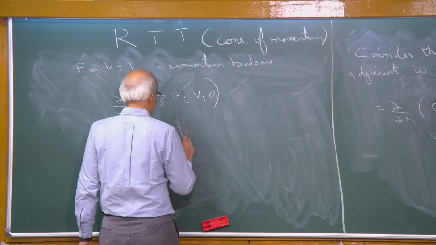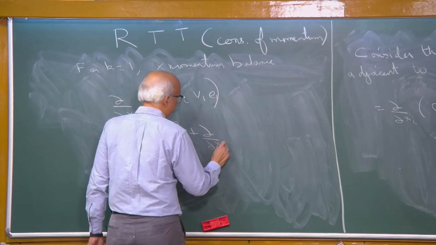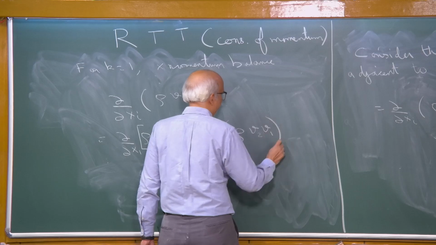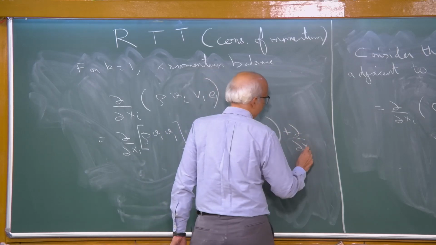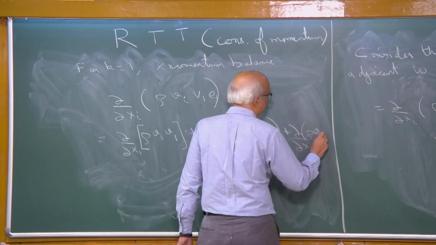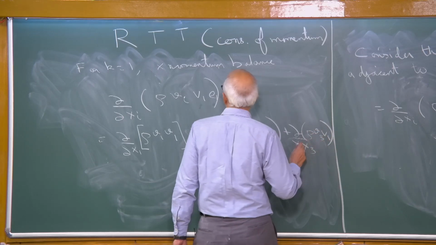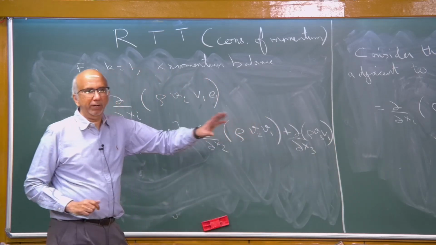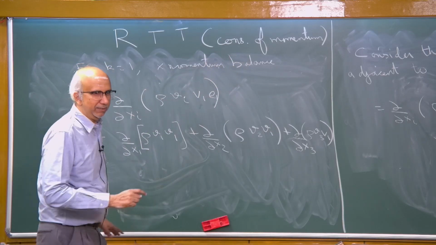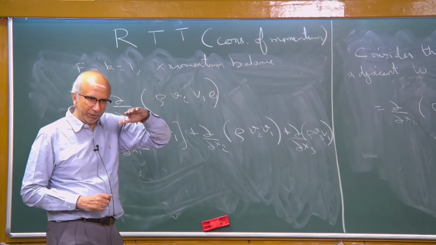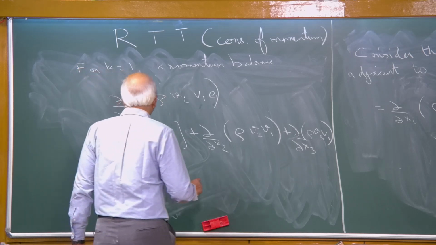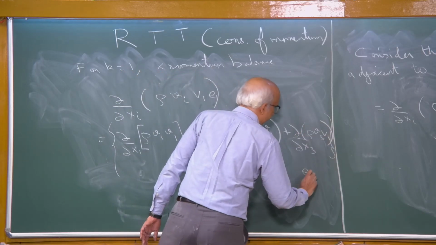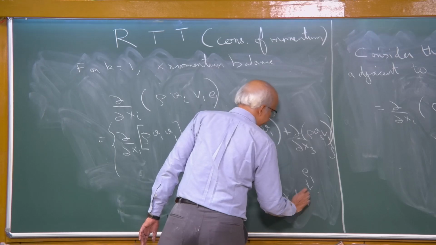plus d by dx2 of rho V2 V1 plus d by dx3 of rho V3 V1. And where does the E1 go? E1 I am not writing because it is in the x direction. There is an E1 because I am going to write the momentum balance for the x direction, y direction, z direction. So, this is in the x direction, I already know that. This is E1, the x direction.